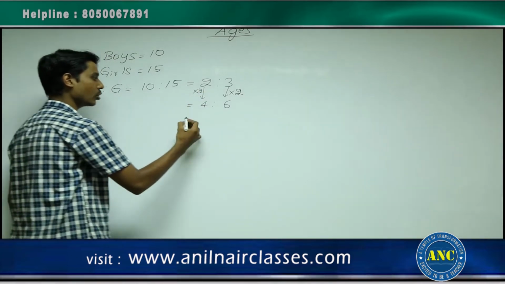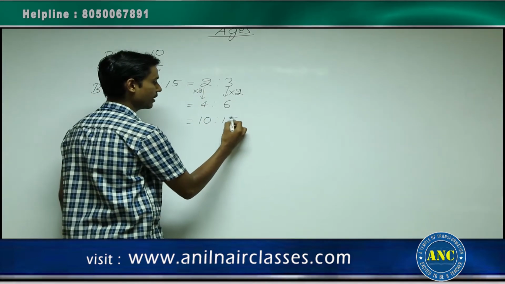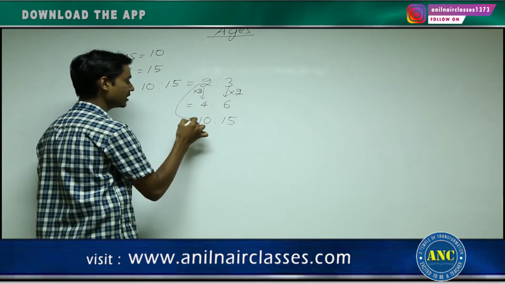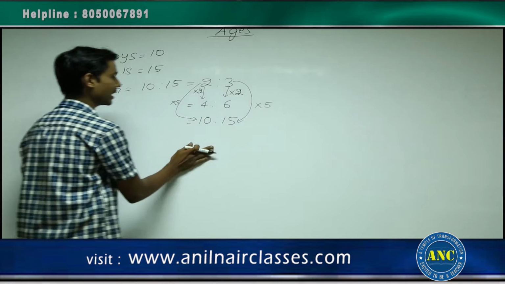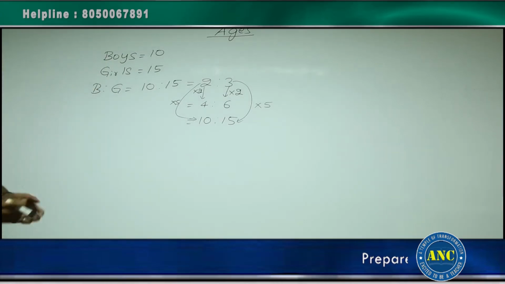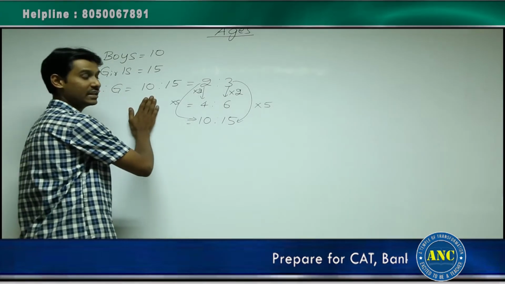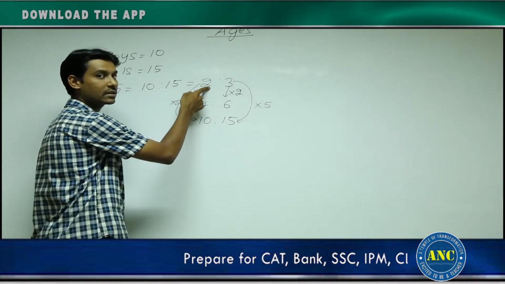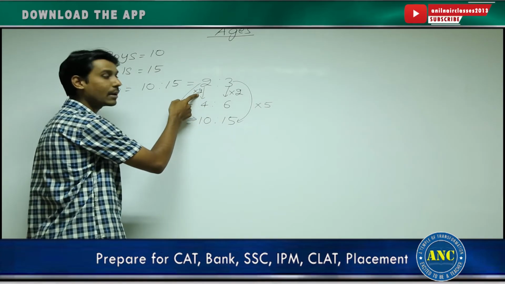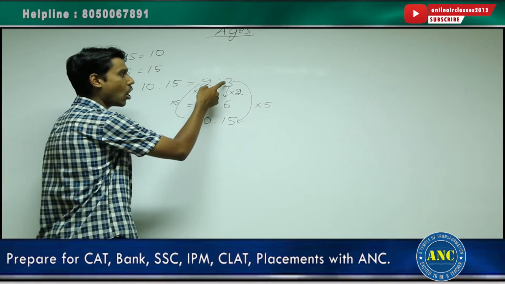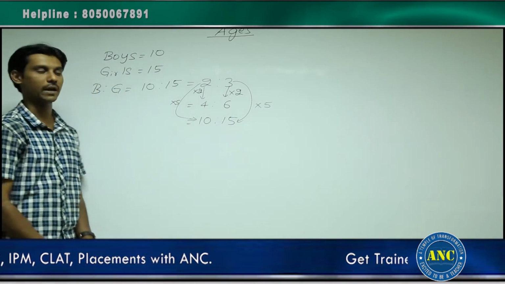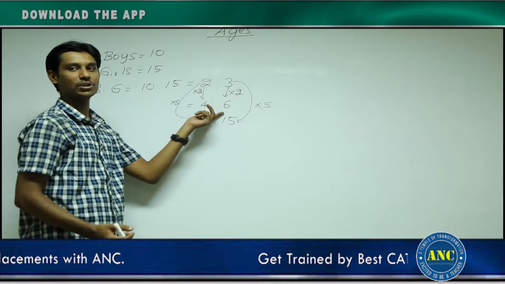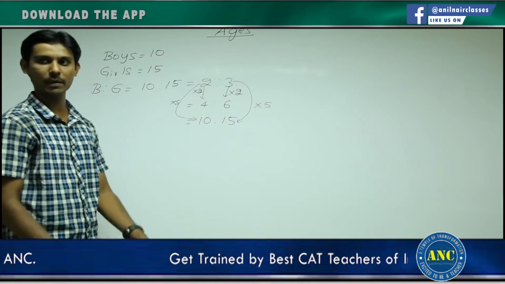2 is to 3 is also equal to 10 is to 15. That means 2 into 5 is 10 and 3 into 5 is 15. The learning from this example is: in a ratio, if one term is multiplied by some constant, then all the terms in the ratio should be multiplied by the same constant. Then only the ratio is said to be balanced. Otherwise, it will not be balanced, right?